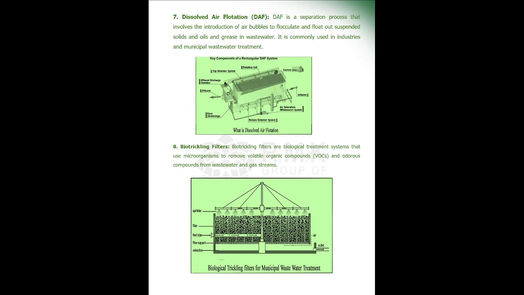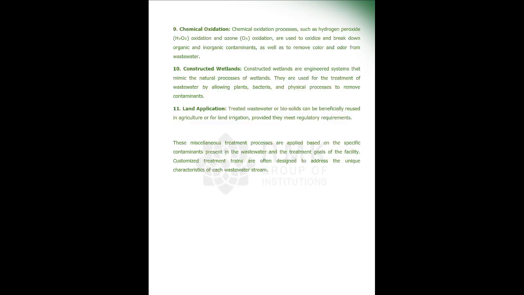And biotrickling filters, which involve biological treatment, where they use microorganisms to remove VOCs. VOCs are nothing but volatile organic compounds, and the filters also remove unpleasant odor and taste from the wastewater. And finally, we have these three methods: chemical oxidation, constructed wetlands, and land application. In chemical oxidation, the contaminants are oxidized by adding chemicals like hydrogen peroxide, ozone, etc.